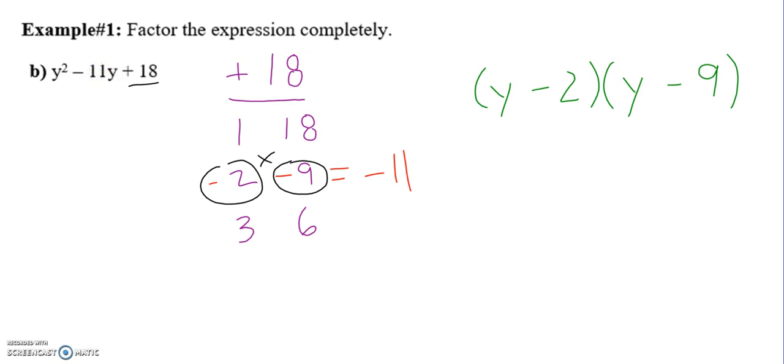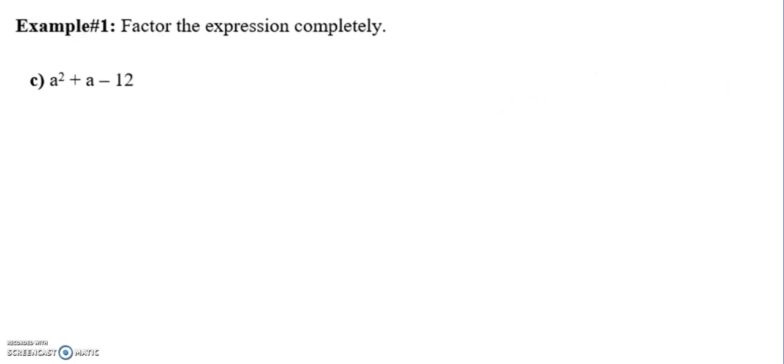And then you could easily test it out. And you don't have to do the whole multiplying. Just say, hey, if I add these, what's negative 2 plus negative 9? That's negative 11. And what's negative 2 times negative 9? That's positive 18. I know I got the right factors. So just double check your work and you'll see it's not so bad.